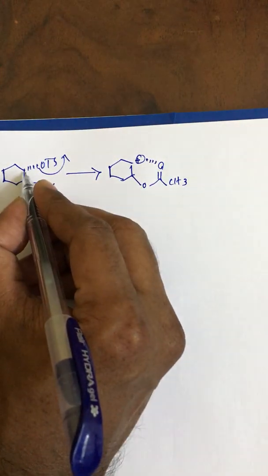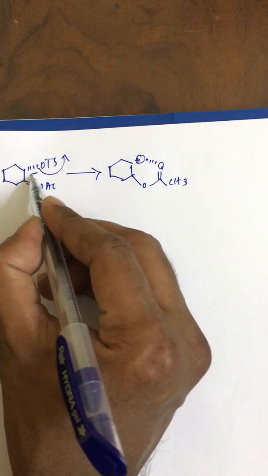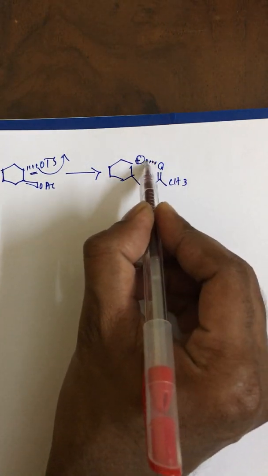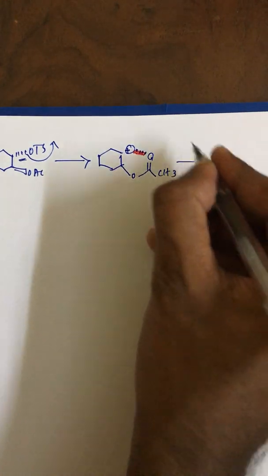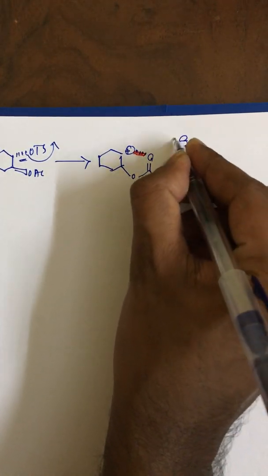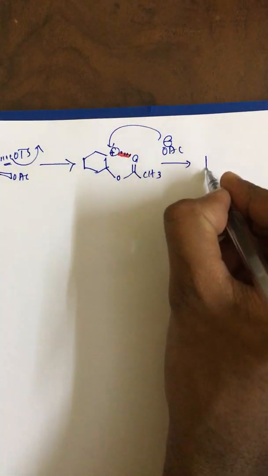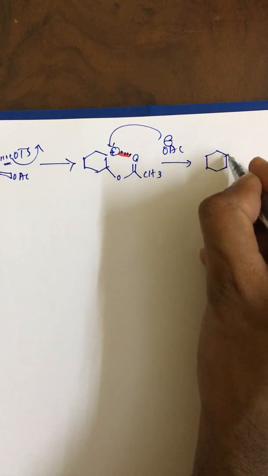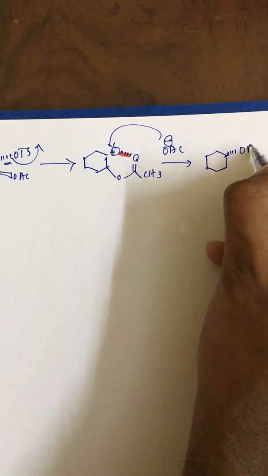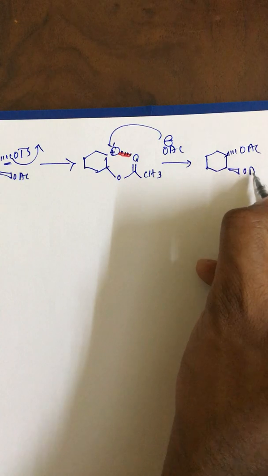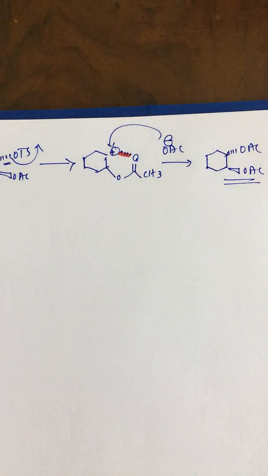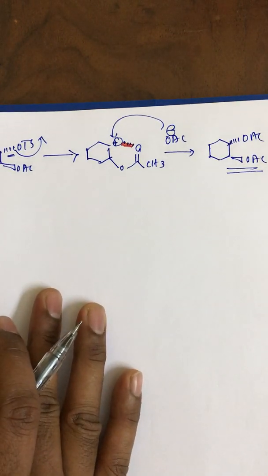Okay, so this is leaving from the back side, and this tosylate oxygen coordinates from the front side. In the second SN2 reaction, the nucleophile is acetate. Since the leaving group is above the plane, the nucleophile should come from below the plane, so that way the configuration will be retained. Okay, so this is the mechanism.